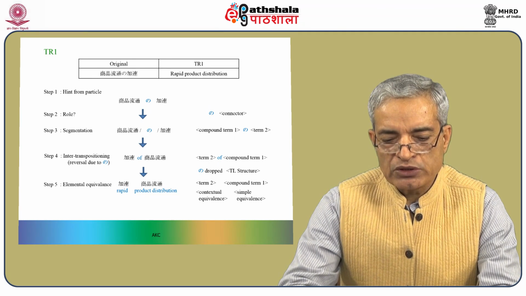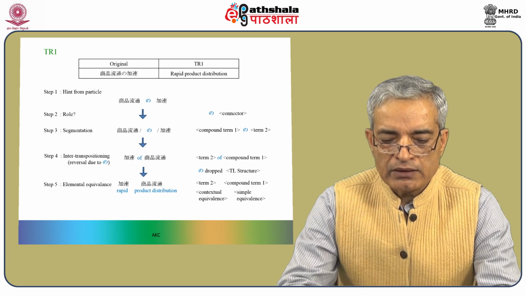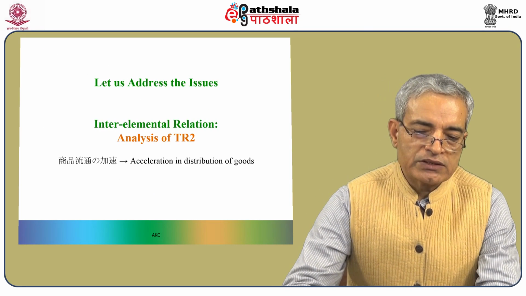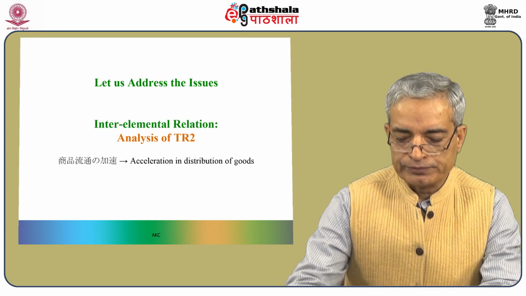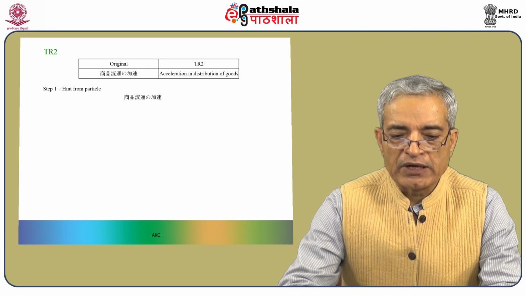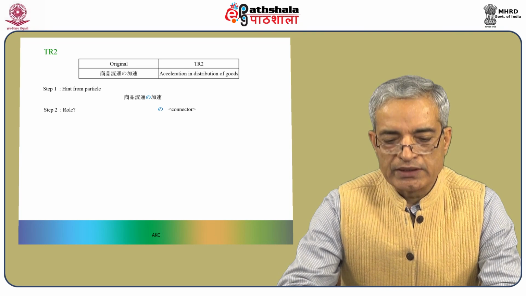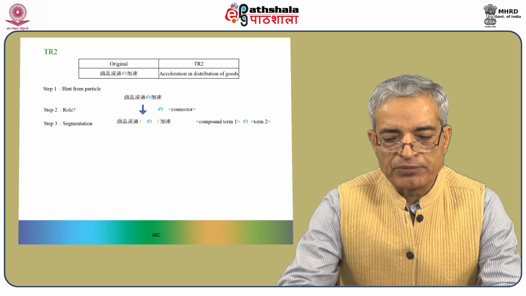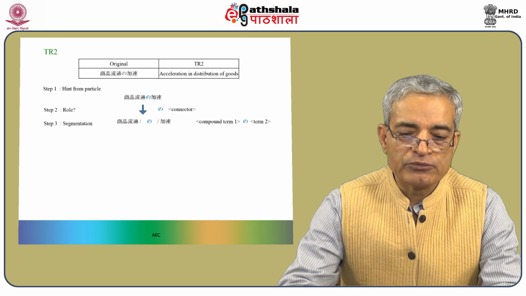It can be goods distribution also, but product distribution, and no is nowhere, it is getting dropped. Let's do the same analysis or similar analysis for the translation 2. Again, the hint comes from the particle, which acts as a connector, and when we do the segmentation, it comes as compound term 1, no term 2.